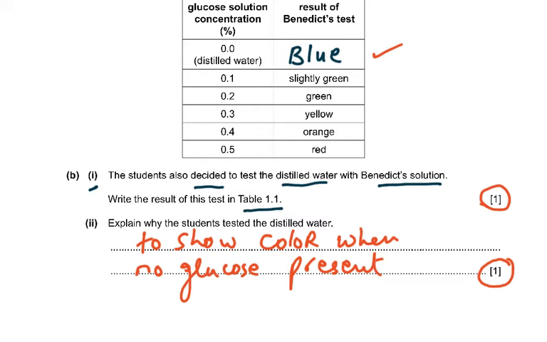Why the student tested the distilled water? So distilled water is we want to have a baseline that okay, if there's no glucose, this is the color. If there is glucose, then it's going to be some other color. It's not going to be blue, it's going to be some other color. So this is why we tested the distilled water.